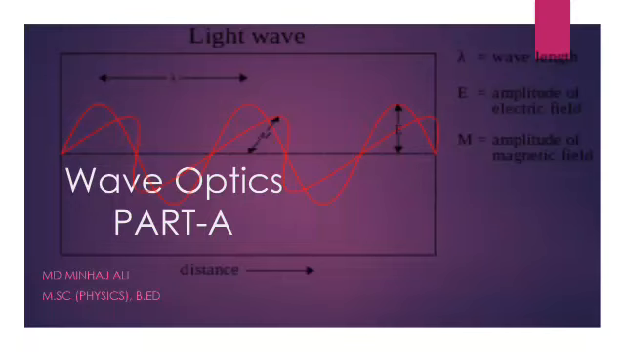Today's lesson is especially designed for NEET and JEE students and also for other competitive exams of physics. So today's lesson is wave optics. Wave optics is a branch of physics where light is considered as a wave.